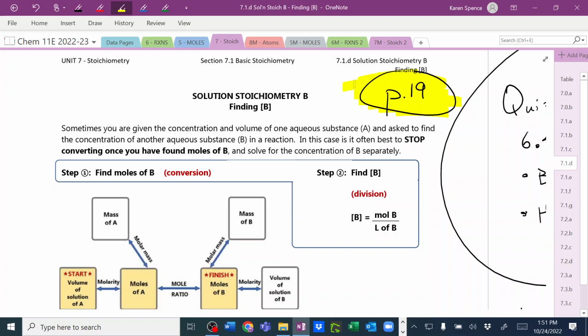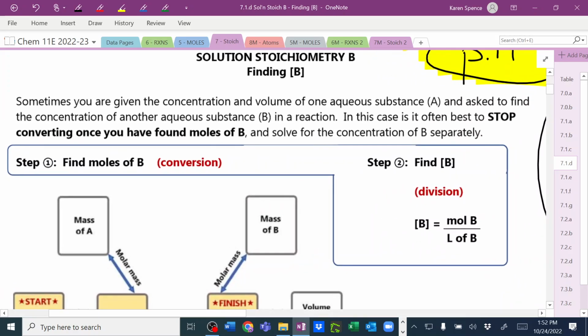Sometimes you are given the concentration and volume of one aqueous substance A, and you are asked to find the concentration of another aqueous substance B in a reaction. This is very, very typical for acids and bases. We do this all the time. There's all sorts of other aqueous things we can use this with, but that's the most standard basic one we start with. Basic, no pun intended.